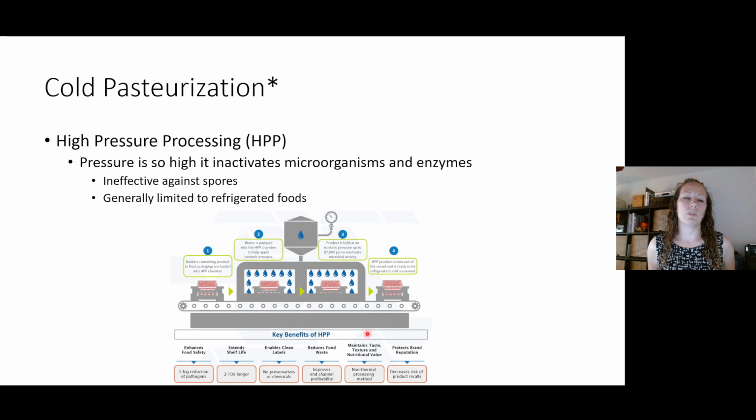So some examples of high pressure processed foods. Like the refrigerated, like individual juices, like the Awala, or what is that one brand?